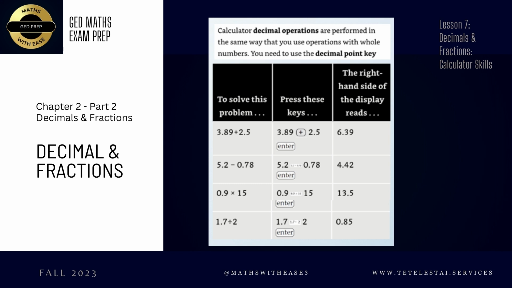Same with division. 1.7 divided by 2. You just simply enter 1, your decimal point, 7, press the division key, and you'll see it on your calculator. Looks just like that. Divided by 2, press enter, and your answer will display again on the right hand side of the calculator.